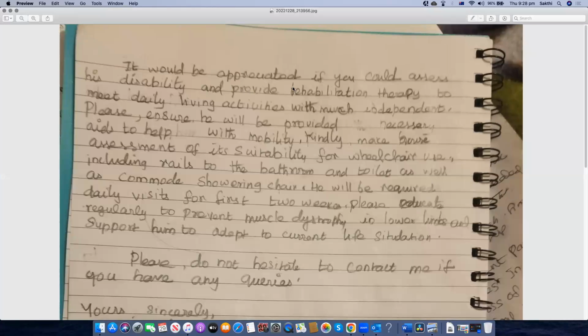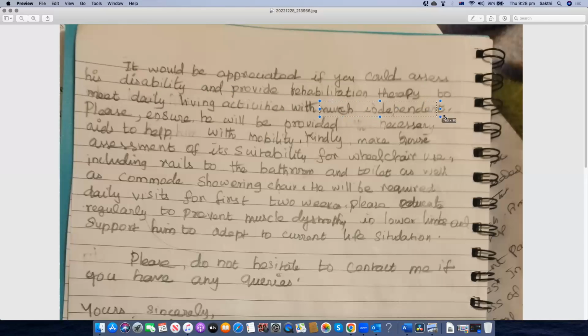Okay, it would be appreciated if you could assess his disability and provide rehabilitation therapy to meet daily living activities with much independent. No, this is wrong. I will tell you what mistake it is. Okay, "it would be appreciated", that's good. I'm quite happy with this. "If you could assess", that's fine. "His disability", that's good. And "provide rehabilitation therapy", that's good as well. "To meet daily living activities", yeah, that's all right.